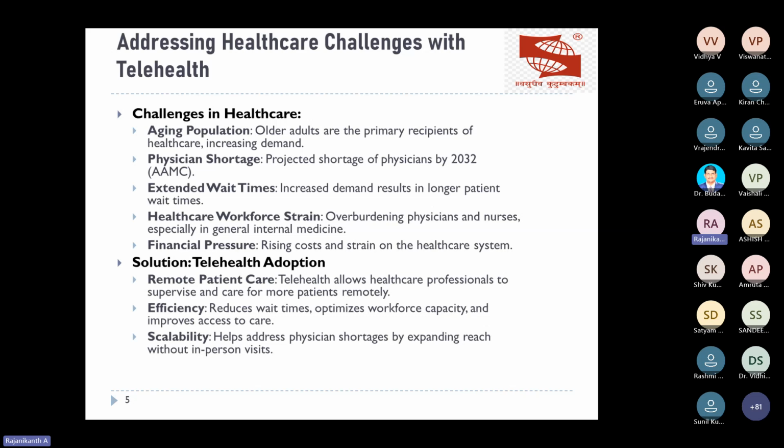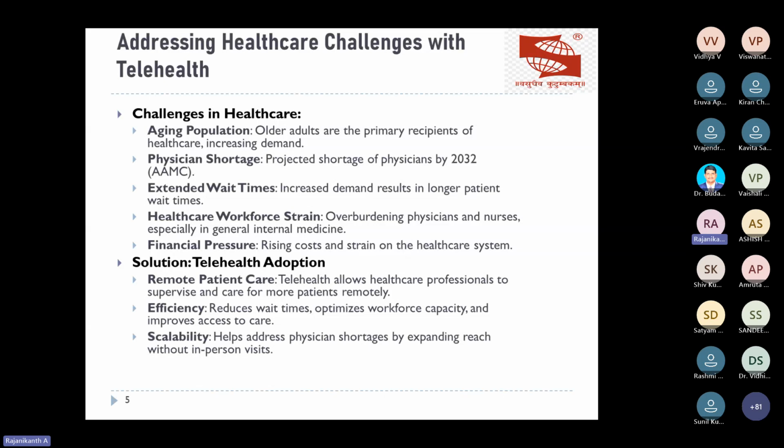When we talk about older adults, making them travel is a challenge as well. On one side, we have a deficit of healthcare specialists, the physician shortage I was talking about, and there are extended wait times. Whenever we reach out to a doctor, there are long waiting queues. A doctor who is really an expert will have a long waiting queue, and we reach the doctor when we are suffering. At the moment when we are suffering, we need to wait for a doctor, which is a suffering on top.